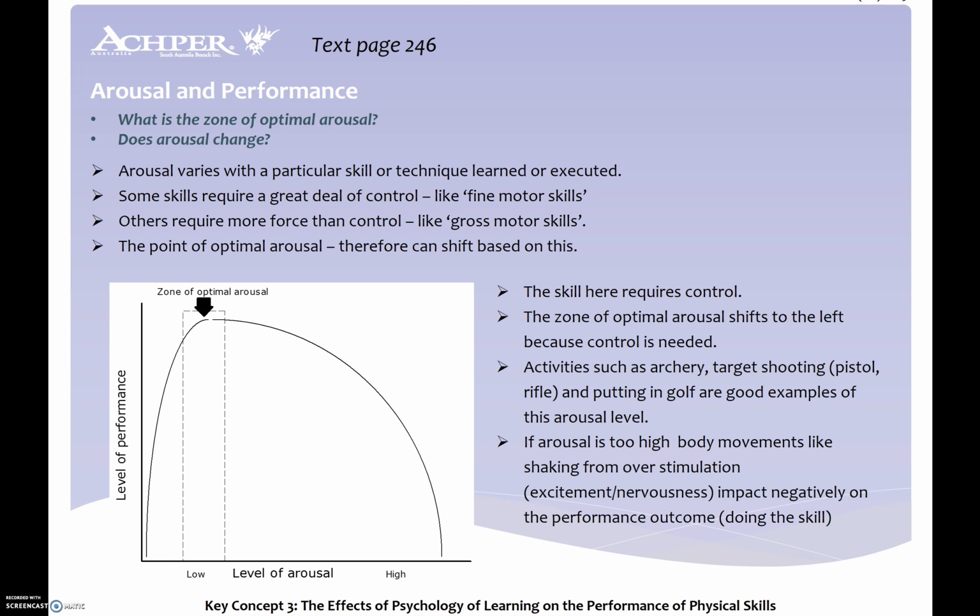Now, arousal varies with the particular skill. Some skills require a great deal of control, so they might have a lower level of arousal, whereas other skills might have a great deal of force required, gross motor skills, and they might have a higher level of optimal arousal. So that can shift based on that. The graph outlines that the optimal level of performance here is reflected in a low level of arousal. That might be a sport such as billiards or darts or pistol shooting, where you need to be quite calm.